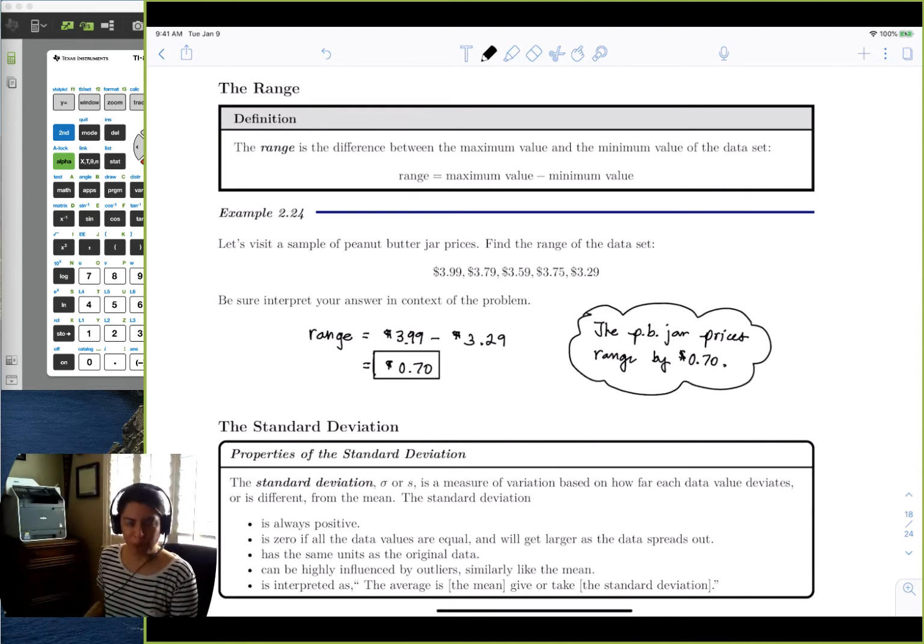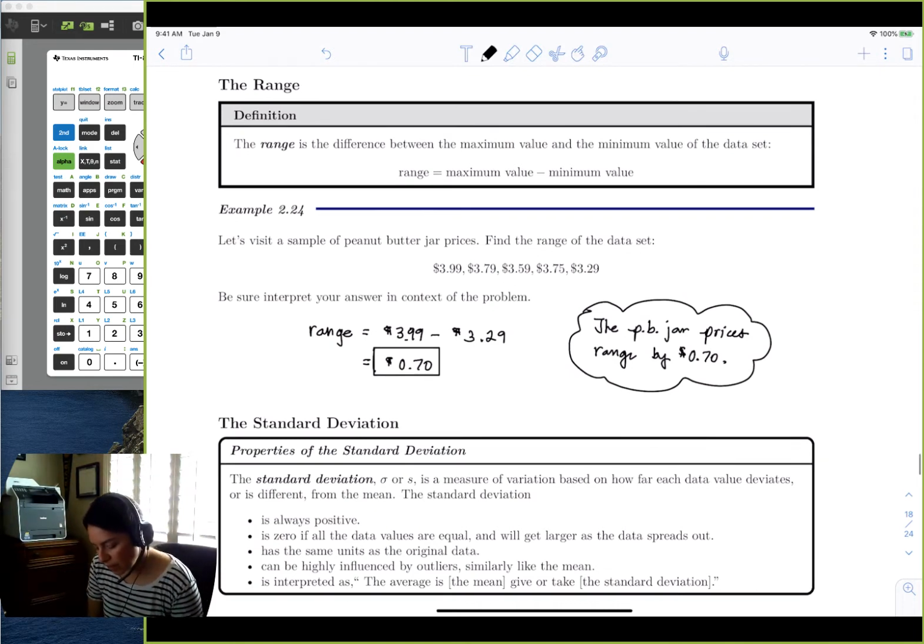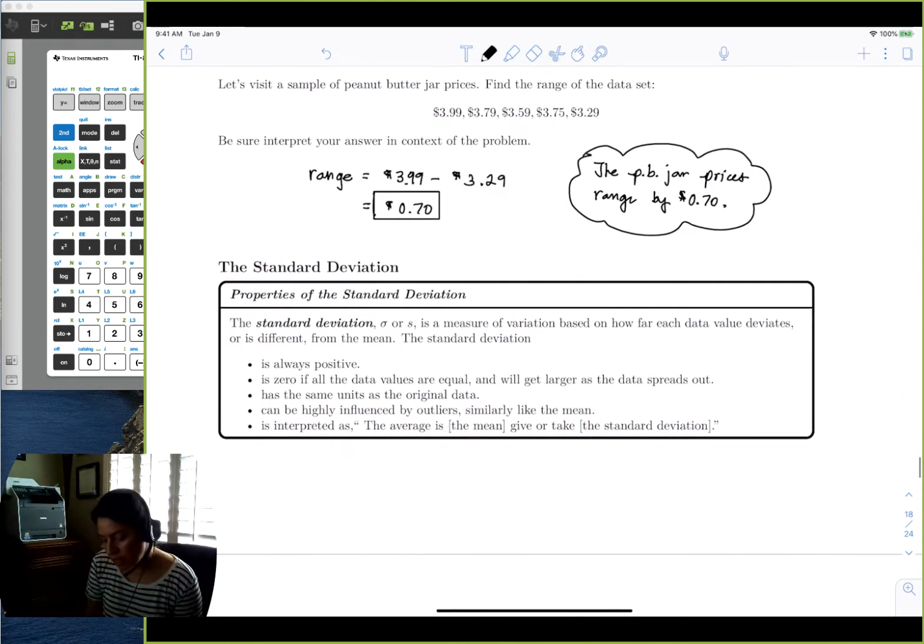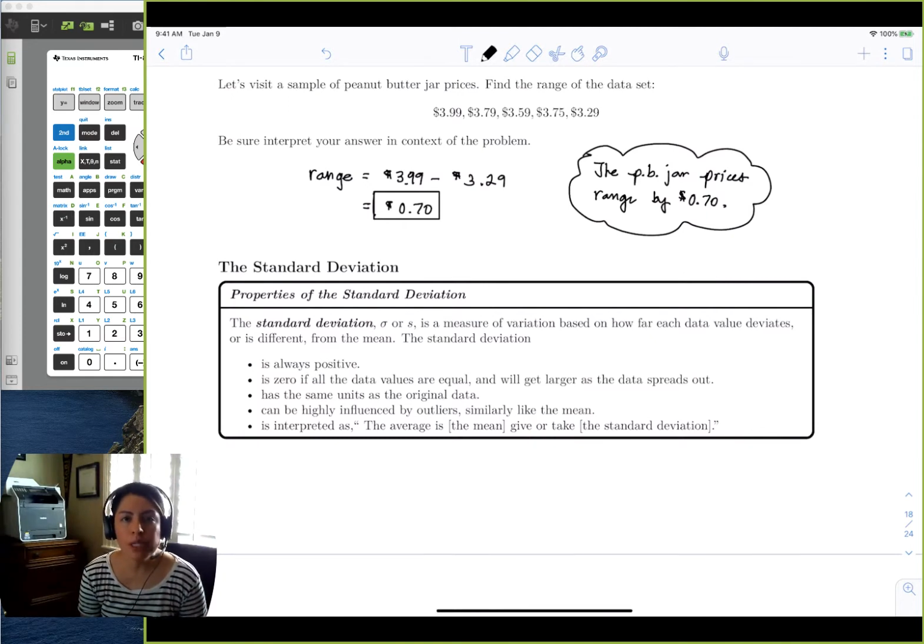Okay, pretty simple, right? Okay, let's move on to the standard deviation. There are some things you need to know about standard deviation. First of all, standard deviation is a distance. It's a distance, an average distance from your mean.